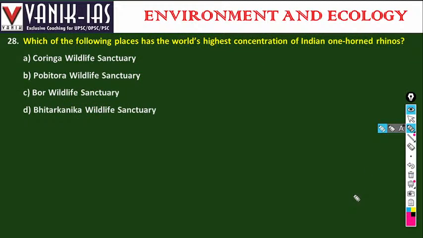Which of the following places in the world has the highest concentration of one horned rhinos? It is Pavitra Wildlife Sanctuary. There are one horned rhinos there, and that is present in Assam. There is the highest concentration of one horned rhinos. So, B statement is right.